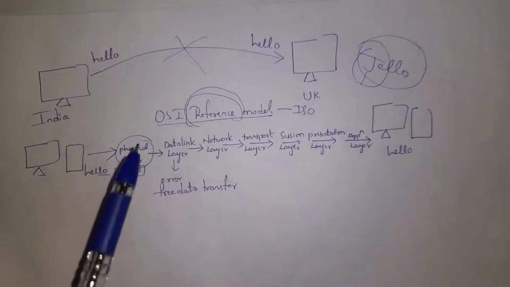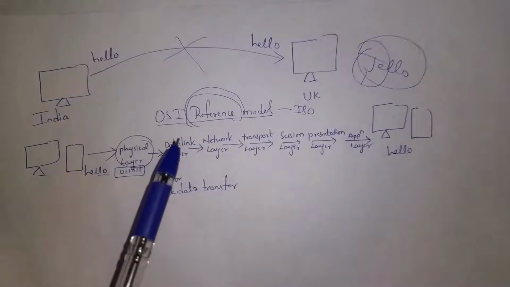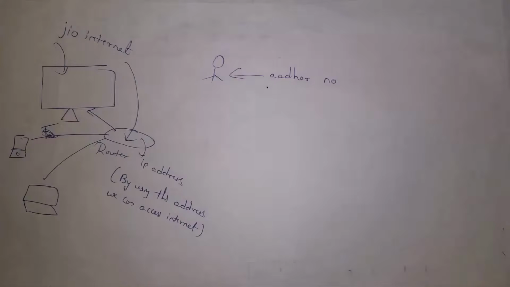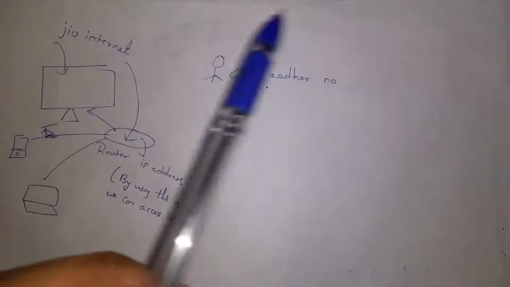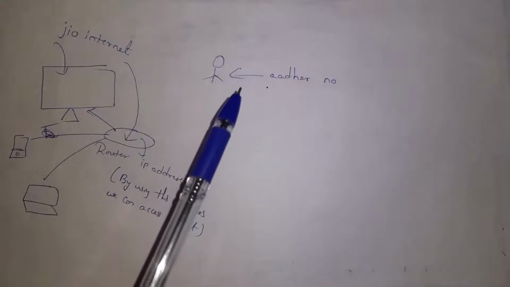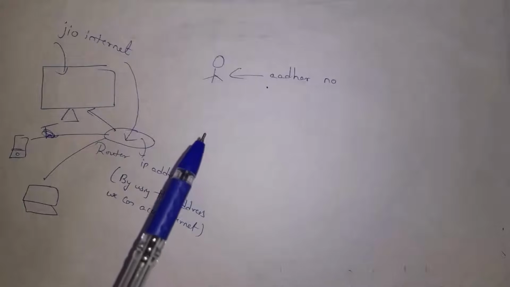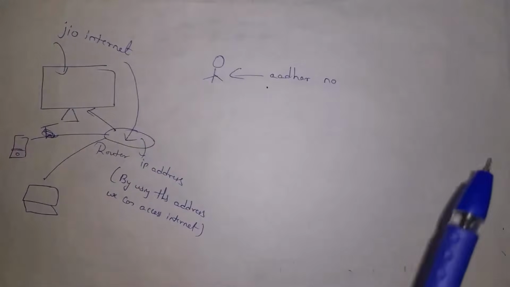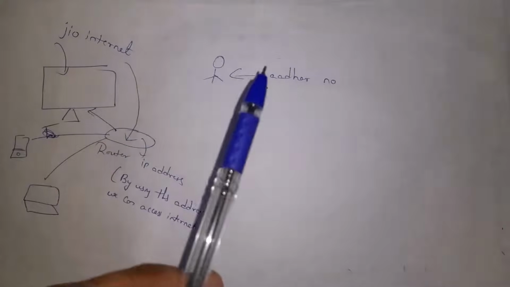Guys, before explaining various operations of the data link layer, you need to know what is an IP address and what is a MAC address. For example, we can identify any person by using an Aadhaar number. As each and every person has a unique Aadhaar number, we can identify any person by using the Aadhaar number. In the same way, we can identify any device by using an IP address and a MAC address.